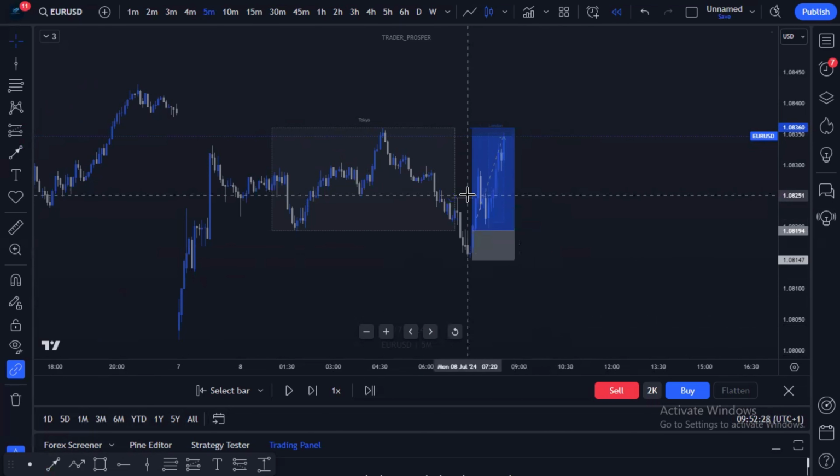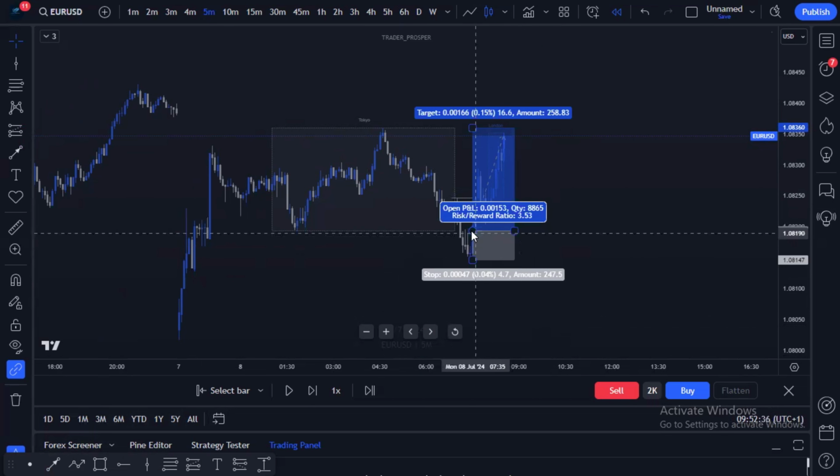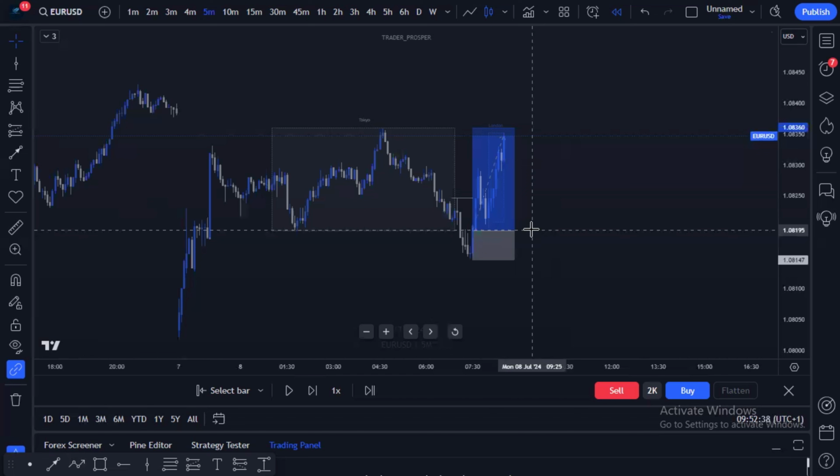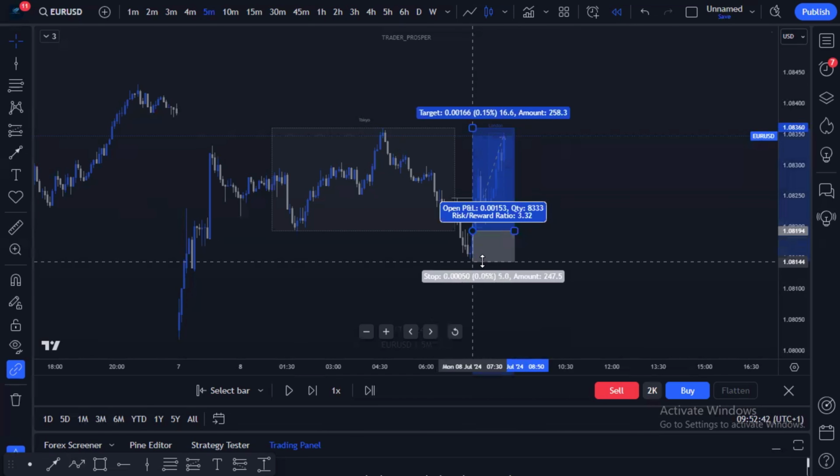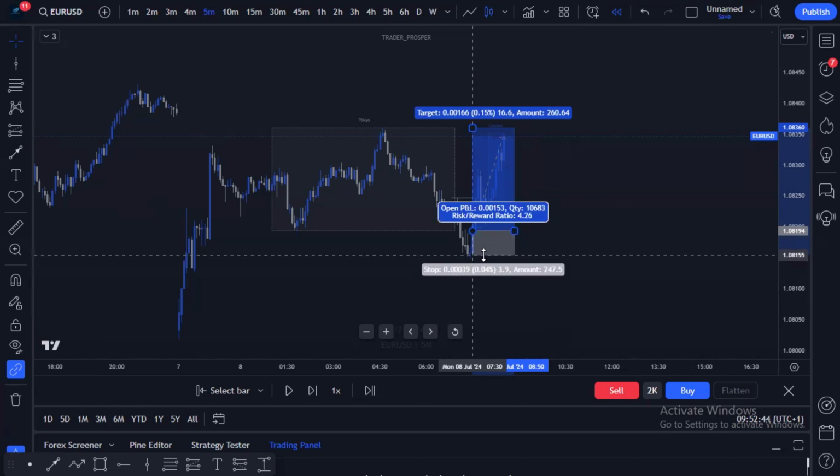now I will take partial profit. So you should note this also. Take partial profit at this point, then set your stop loss to break even. Bring the stop loss to this point here. You break even. That is what break even simply means.